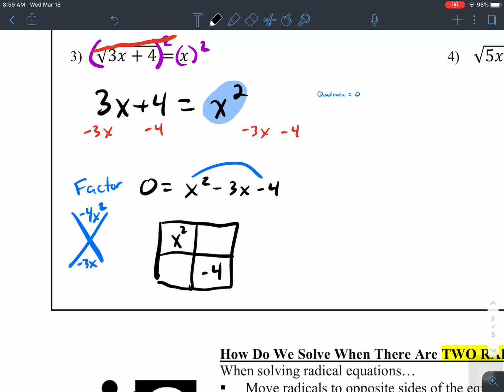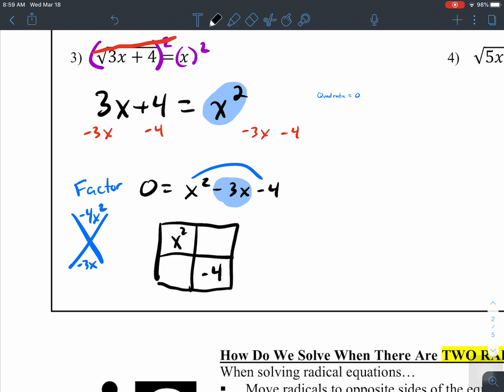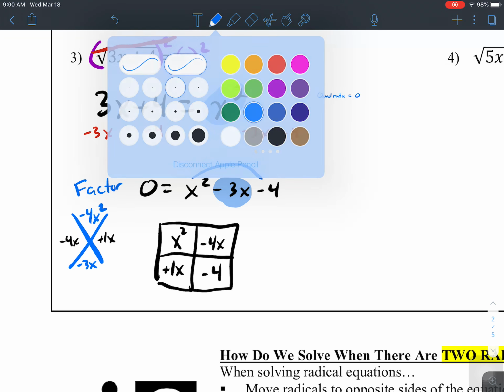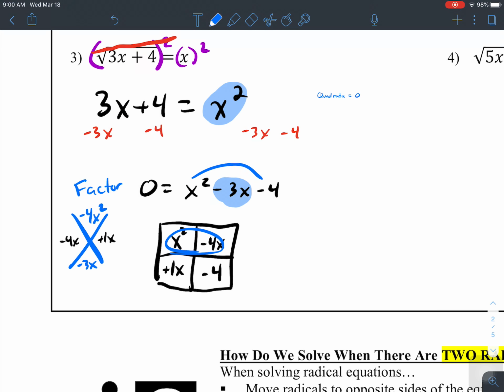Nothing combines with it, negative 4 in the bottom right. And what multiplies to negative 4x squared and adds to negative 3x? I think that is a negative 4x and a positive 1x. So I'm going to put a plus 1x here, minus 4x here. See, factoring the top row has a GCF of an x. X times x gives me x squared, x times negative 4, and a positive 1. So I get x plus 1, x minus 4, x equals negative 1, x equals 4.